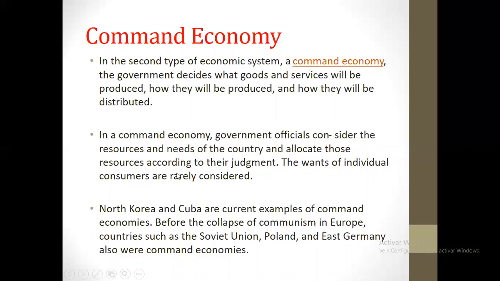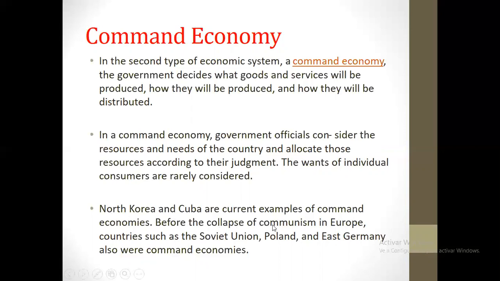Dice, the wants of individual consumers are rarely considered. Rara vez se consideran los deseos de los consumidores, pero eventualmente por ahí de repente ellos lo consideran y entonces hacen su cambio. Now, North Korea, Cuba, also we could mention Nicaragua, Venezuela, actually. Examples of command economies.